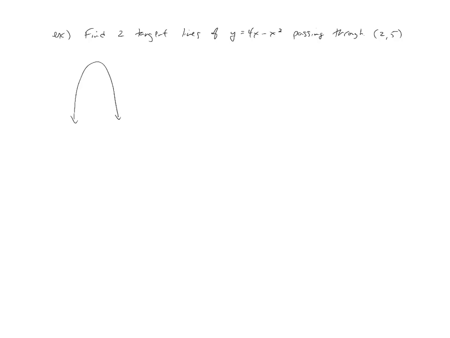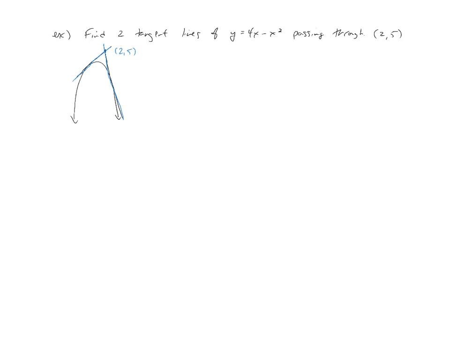So 2, 5 might be sitting somewhere out here. And so our tangent lines then, one might look something like this, the other might look something like that. And those are the things that we're going to be finding. Maybe I'll put those in a different color so you can see them a little bit better. There's one of them, and there's the other one. So this is our point 2, 5, and you can certainly confirm that on your own if you need to.